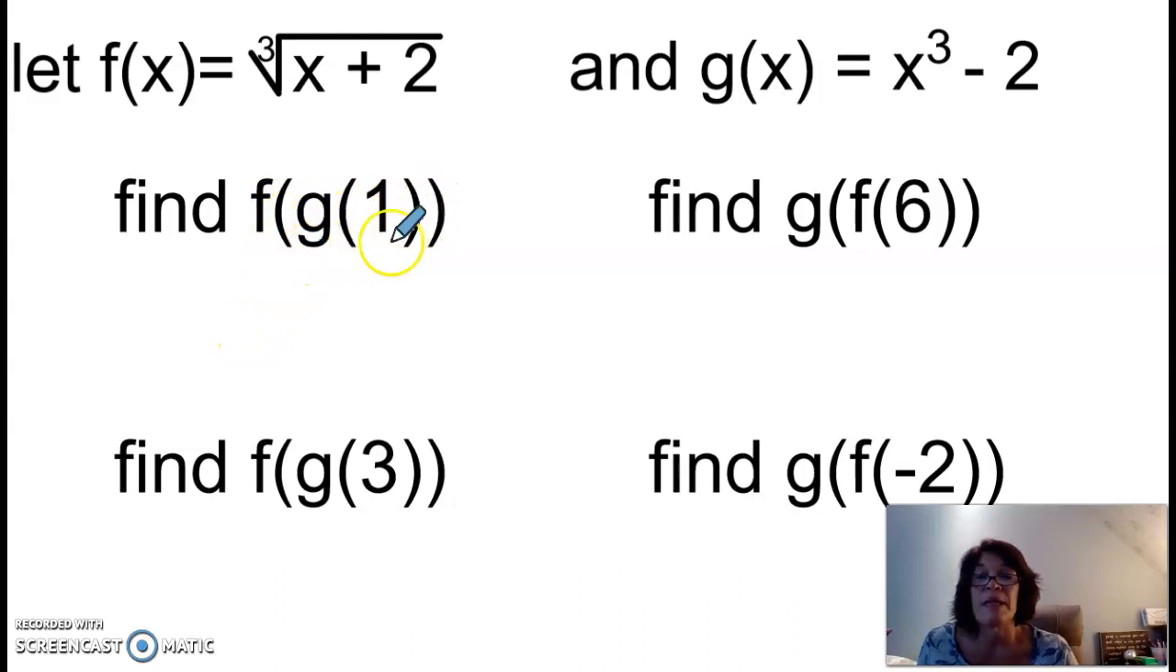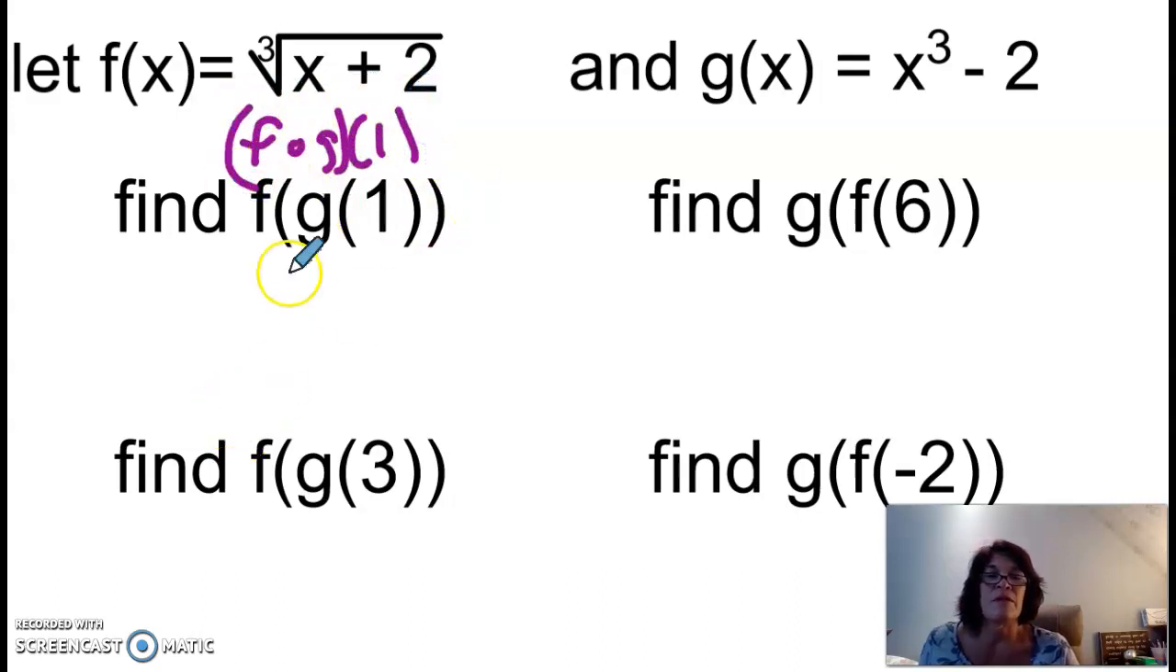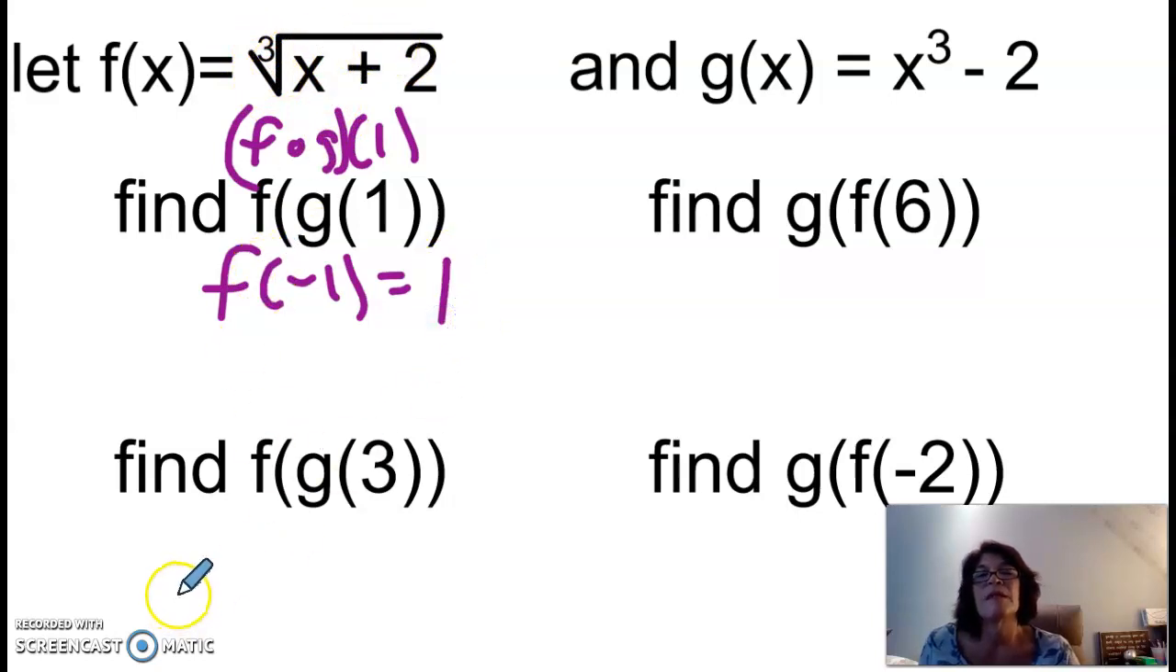f of g of 1 means, and remember, another way of writing this is f of g of 1. There are two different ways of writing the same thing. This is the composition of functions. So I'm putting 1 in the g function. 1 cubed is 1. 1 minus 2 is -1. So I'm really taking f of -1. So I'm putting -1 in the f function. -1 plus 2 is +1. And the cube root of +1 is +1. Okay, is that all right? f of g of 1 ended up being 1.